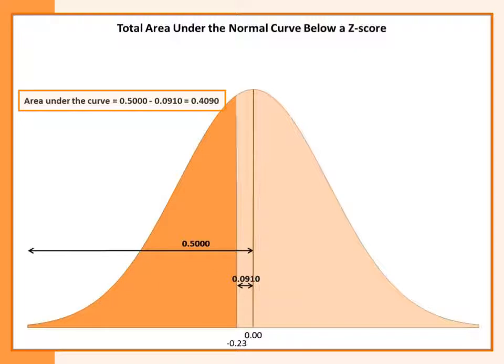So we'll subtract from that the area that falls above the value of minus 0.23 and 0 for the mean. So we'll take 0.5000 and subtract from that 0.0910, and that results in a value of 0.4090, which indicates the area under the curve below a z-score of minus 0.23.